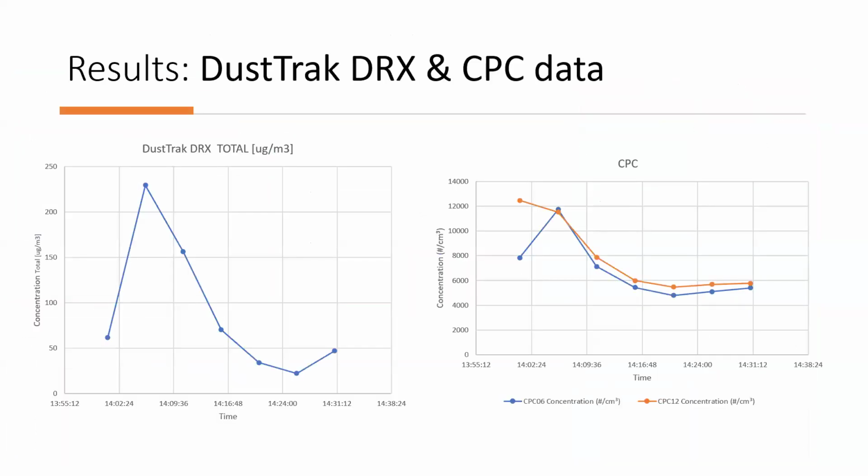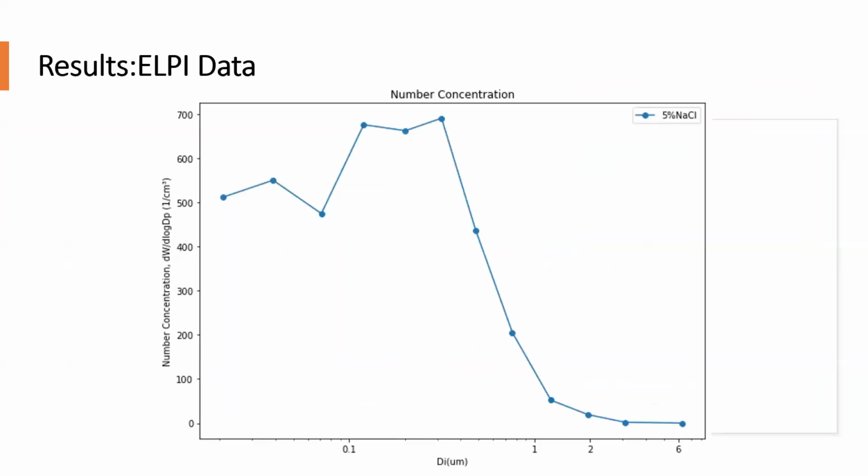This is data generated using the Stryck TRX, and the pattern is similar. The CPC here started a bit late, which is the reason for this shape. And this data is generated using the LP size distribution. Most of the size distribution is less than 2.5 micrometers.